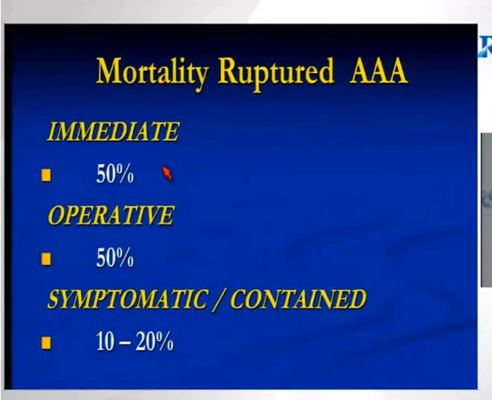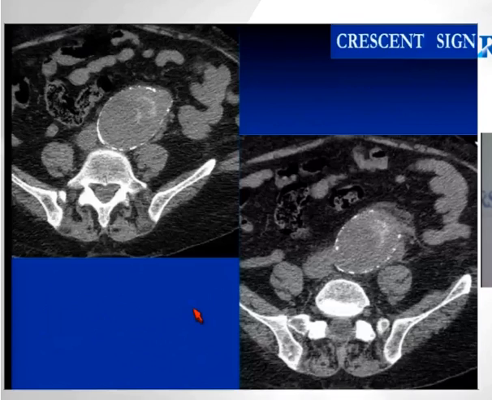So I'm going to extend the conversation from the aorta to the visceral arteries at the end of the presentation. Common understanding about the mortality of ruptured aortas: the immediate mortality 50%, operative mortality 50%. But the symptomatic or contained population may have a lower mortality rate, as you can see here, between 10 and 20%. So we've got to understand what we mean by the symptomatic and contained aneurysm.